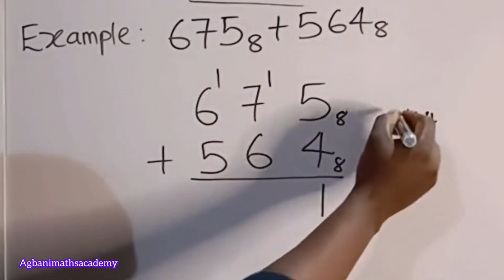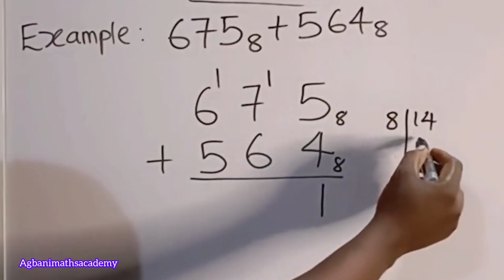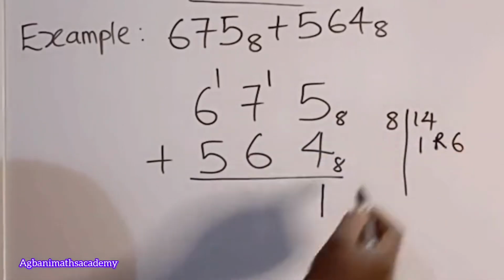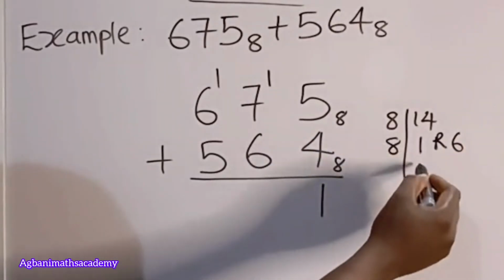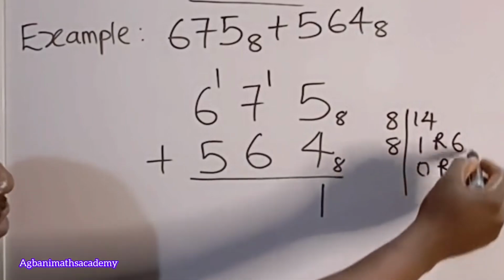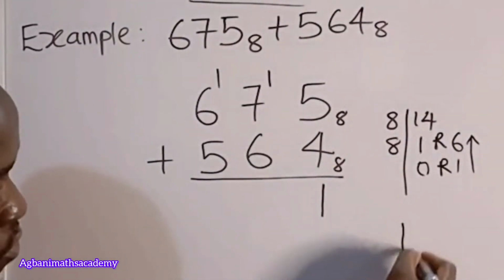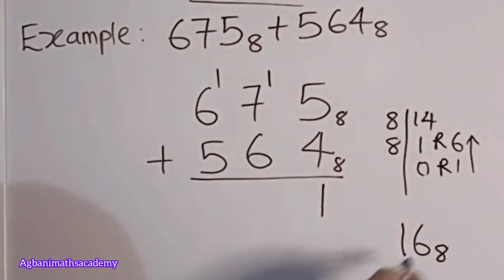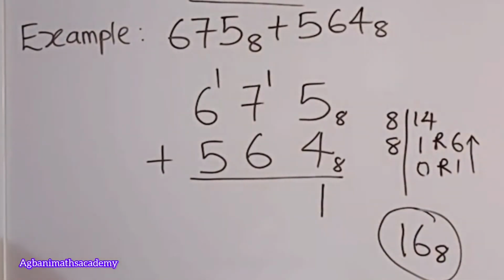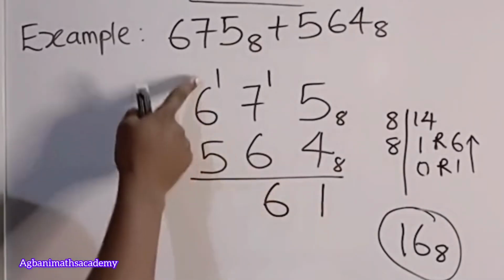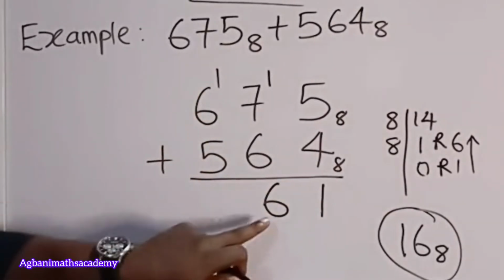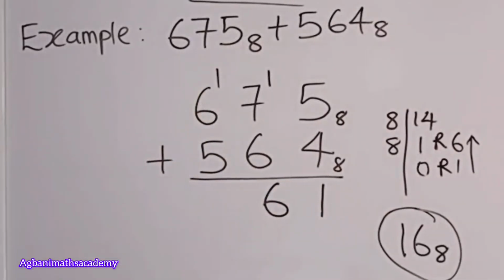14 divided by 8 gives you 1, remainder 6. 1 divided by 8 gives you 0, remainder 1. So the actual number you're going to write is 16 base 8. This is the actual number you're going to write. Okay? So you're going to put down 6. We already have the 1 here. So it's 6 we're going to put down, not 14.